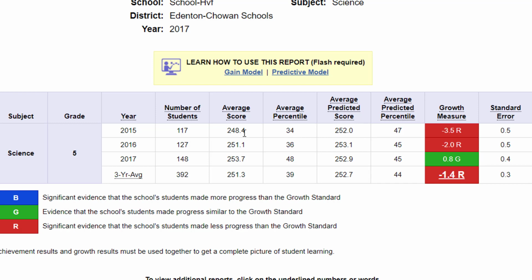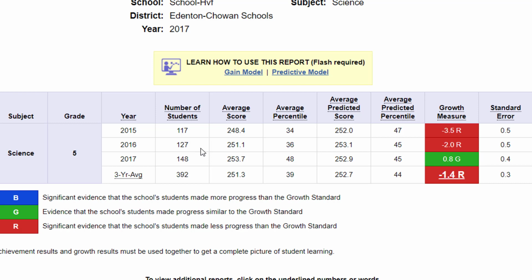Well, these students scored a 248.4. So that means they fell below the students who are just like them across the state. And if you take 252 and subtract 248.4, that's where this negative 3.5 comes from. Now in 2016, there were 127 students in the 5th grade.